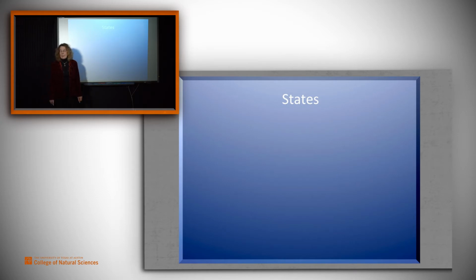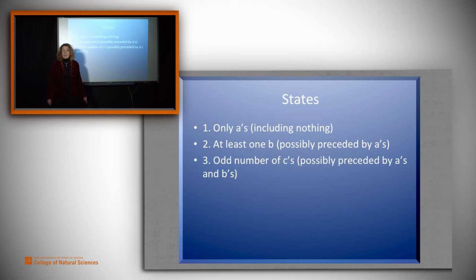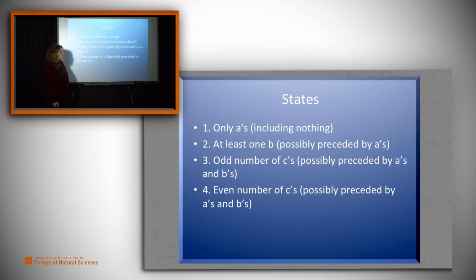We need states. What states do we need? Well, let's start with a state that corresponds to only A's so far, possibly nothing, but nothing except A's. We need a state that says, hey, we've already seen our first B. And that's important because once that happens, we cannot see any more A's. We need a state that says, hey, we've seen our first C, thus no more A's or B's, and the number of C's is odd, which of course it is when we've seen only one. But we need a fourth state to correspond to when we're seeing C's, but there's been an even number of them.